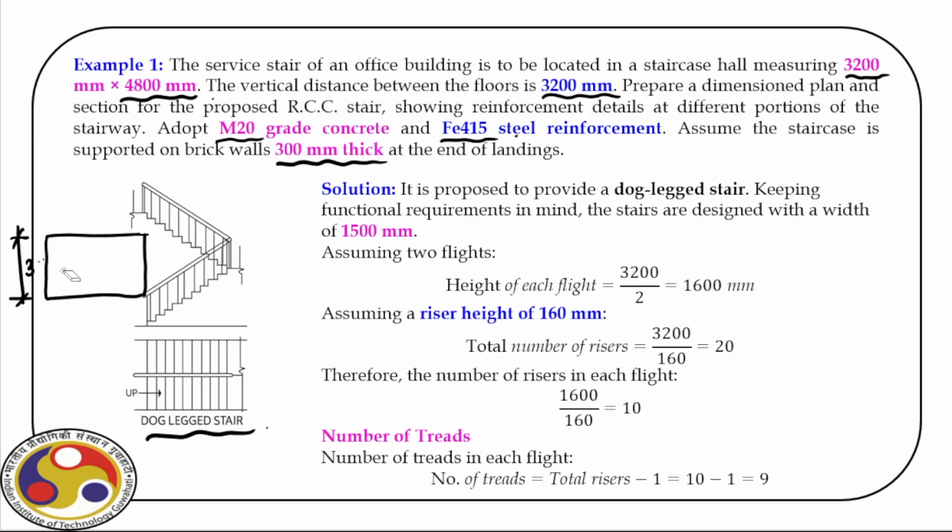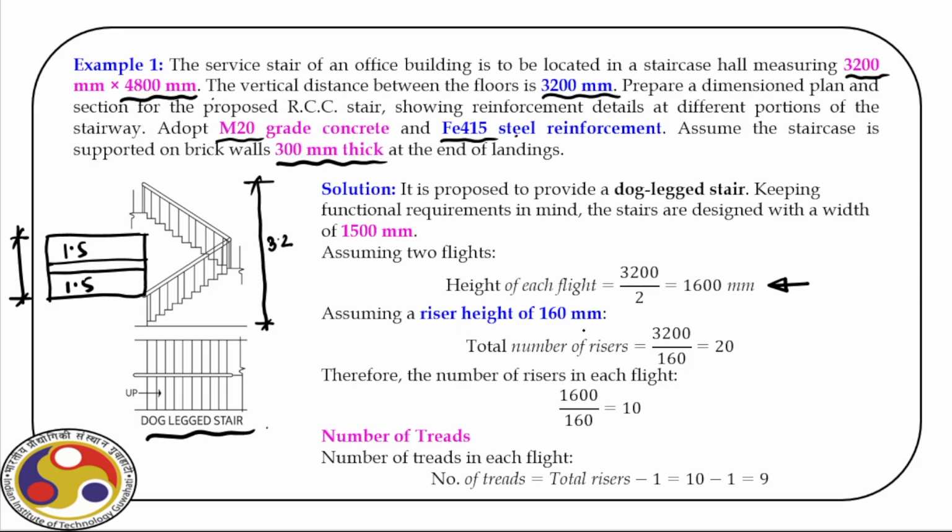Out of that, what we can do is divide it into two flights, each of them 1.5 meter. So we'll have a 200 millimeter gap in between as stairwell. Then the total height is 3.2, so the height of each flight will be 1.6, half of the height that we are going to cover.